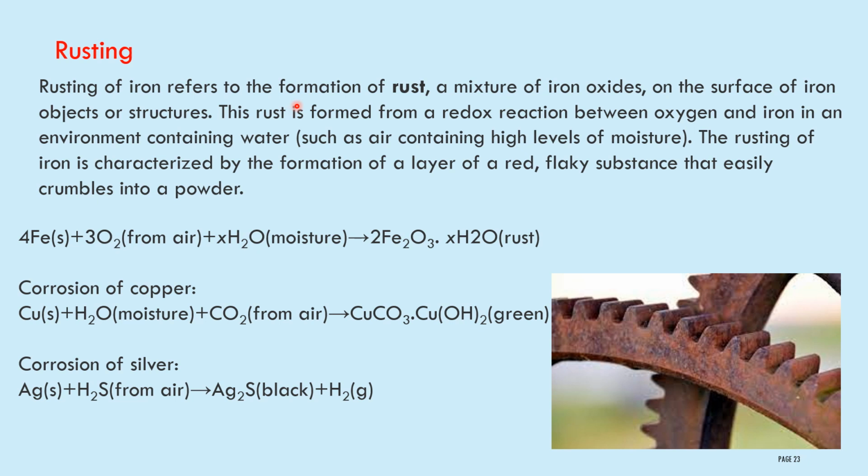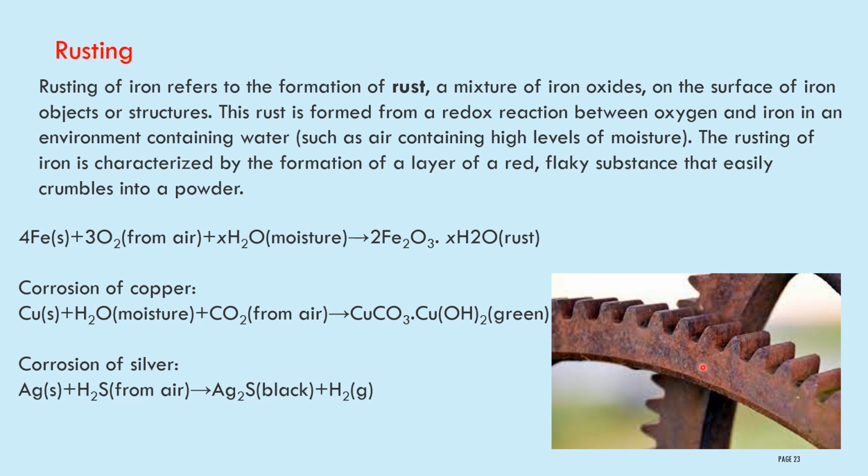Rusting of iron refers to the formation of rust, a mixture of iron oxide on the surface of iron objects or structures. This rust is formed from a redox reaction between oxygen and iron in an environment containing water, such as air containing a high level of moisture. The rusting of iron is characterized by the formation of a layer of a red flaky substance that easily crumbles into a powder. What is meant by rusting of iron?